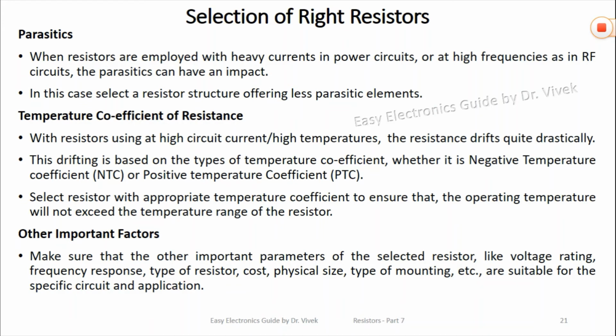With resistors used at high temperatures, the resistance drifts quite drastically. Select resistor with appropriate temperature coefficient to ensure that the operating temperature will not exceed the temperature range of the resistor. Make sure that all other important parameters of the selected resistor like voltage rating, frequency response, type of resistor, cost, physical size, type of mounting, etc. are suitable for the specific circuit and application.